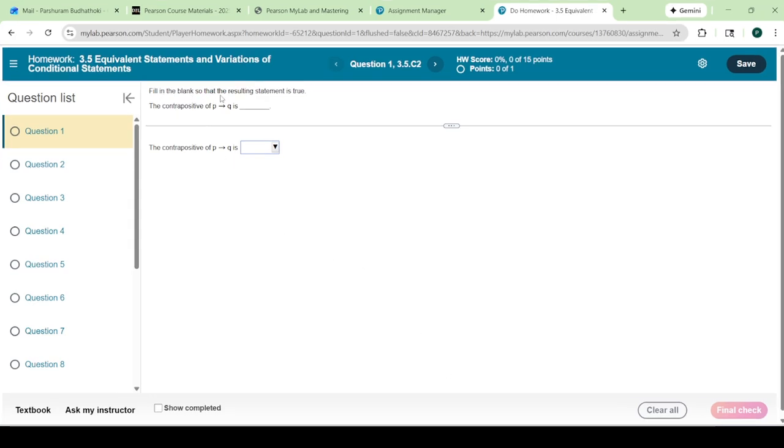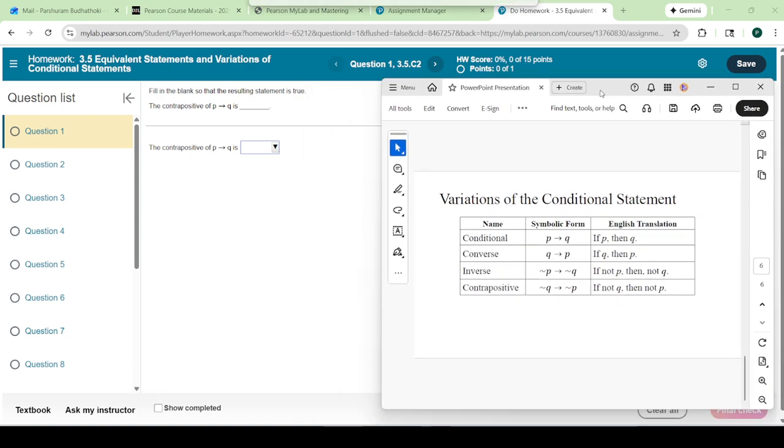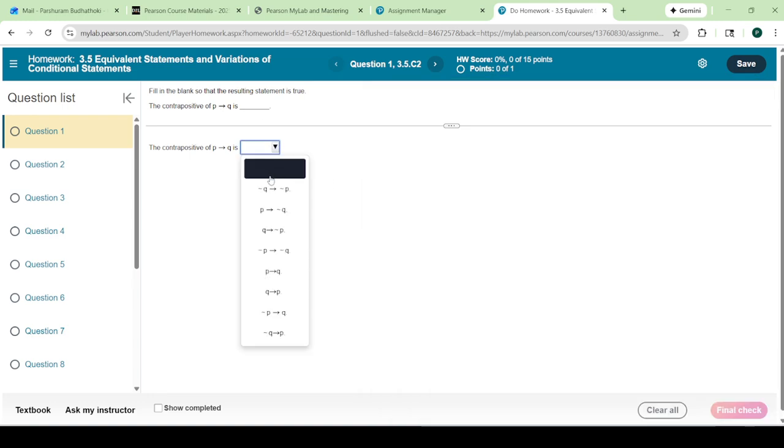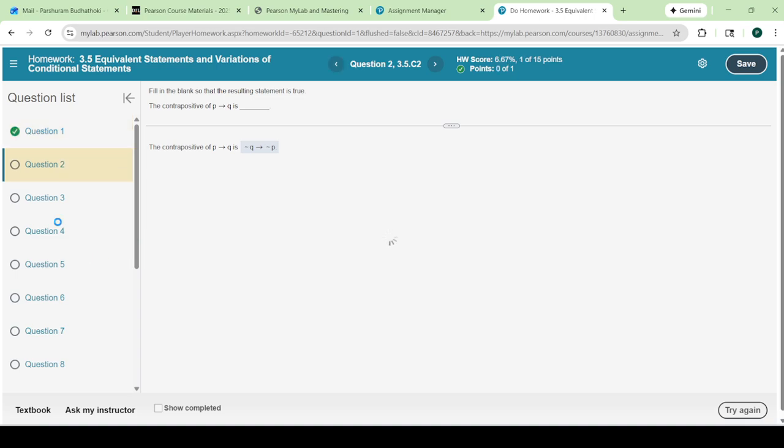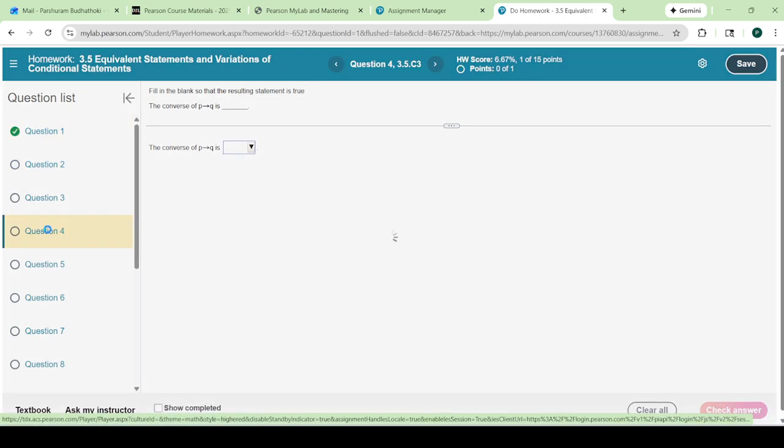Fill in the blank so that the resulting statement is true. We can use this table here. The contrapositive of P implies Q is not Q implies not P. Let's see.